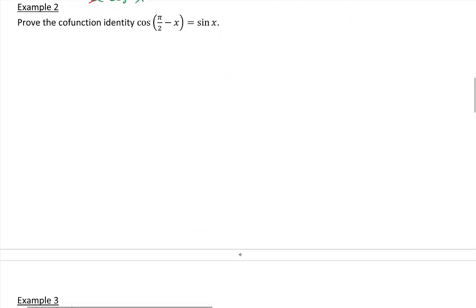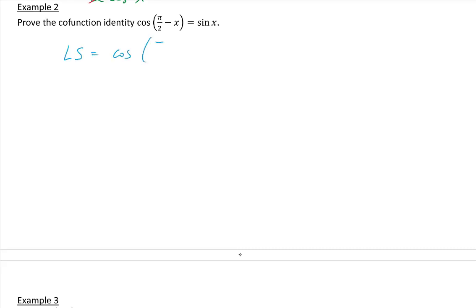Next up is the cofunction identity. The cofunction identity states that cosine of pi over 2 minus x is equivalent to sine of x, or sine of pi over 2 minus x is equal to cosine of x. So we're going to prove this cofunction identity. Let's pick a side. Let's start with the left side.